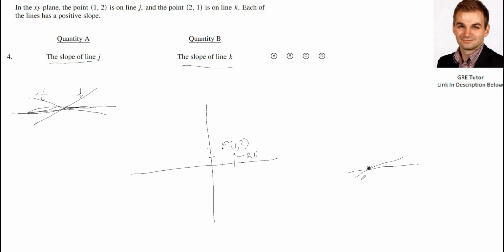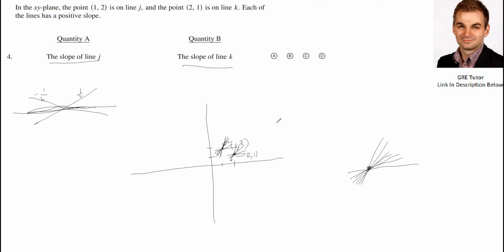Even if you're making sure it's only positive, it could go like this for an infinite number of different variations, actually. So you really don't know what the slope is except for the fact that it's positive. And that's the case for both this point and this point. So line J could be going like this, like this, like that, doesn't matter. Same thing for this line. It could be going anything that's positive.